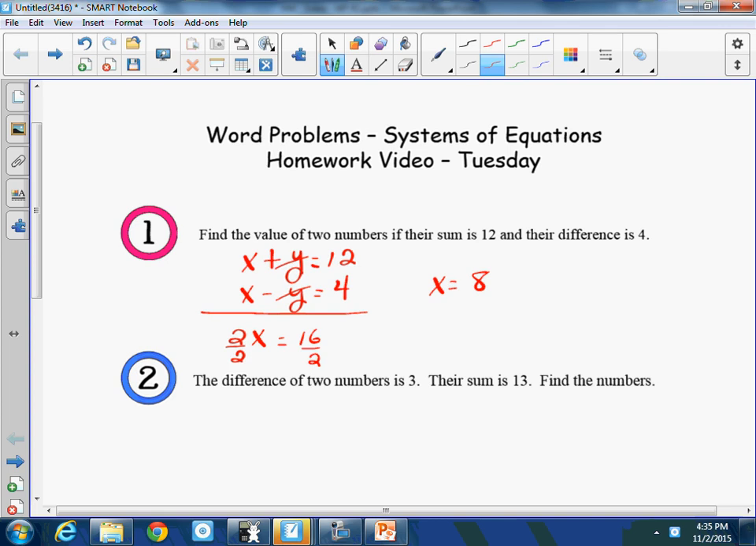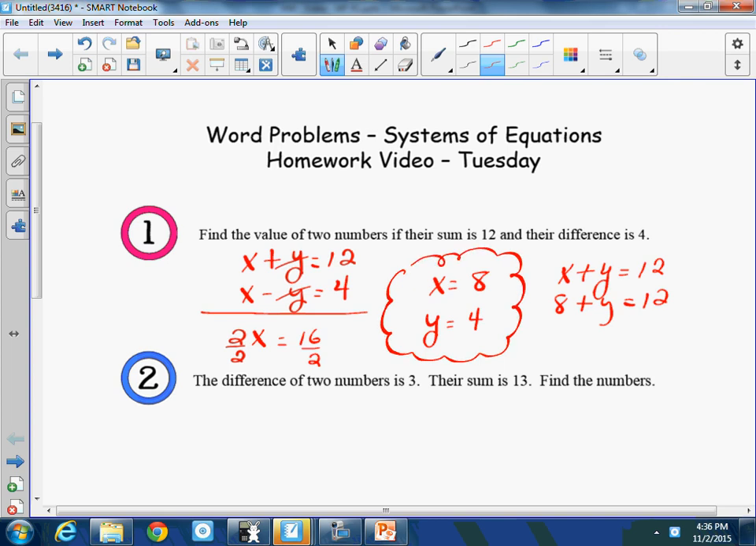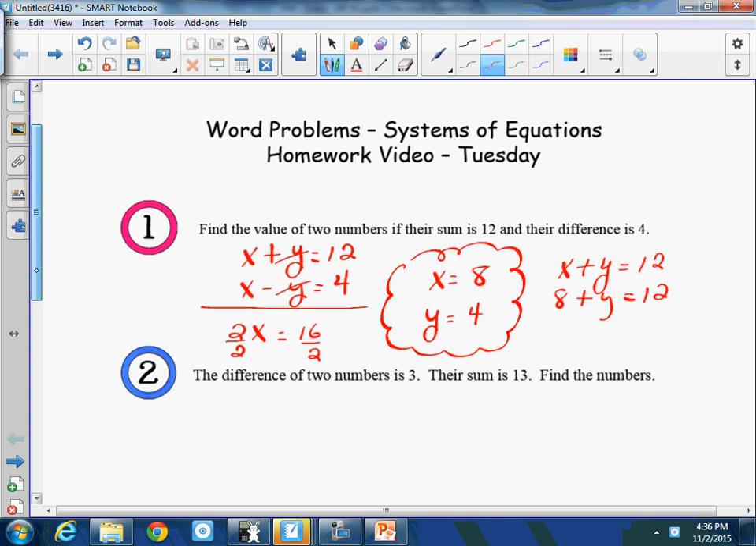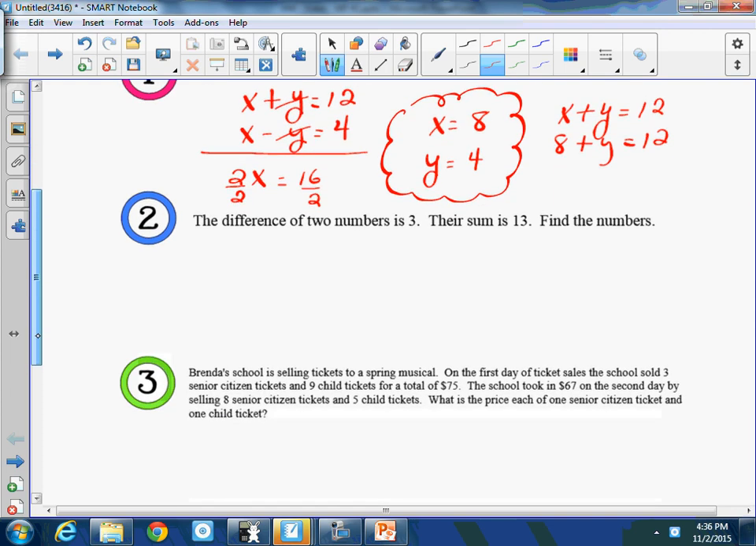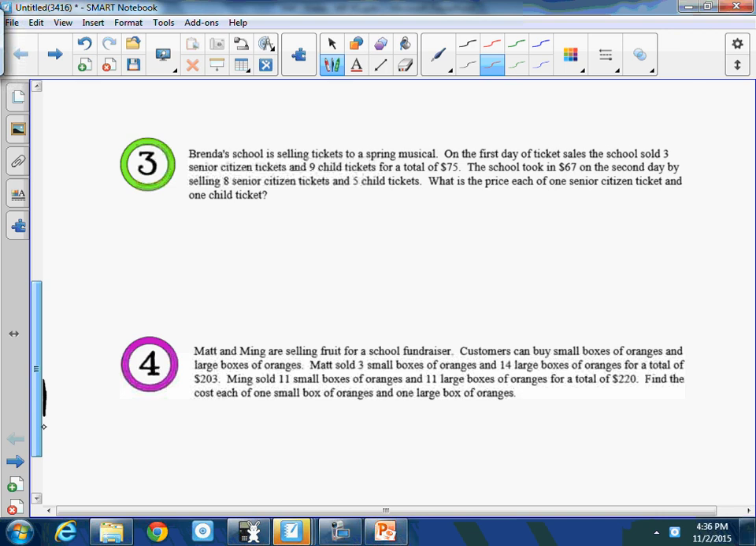Now their sum is 12, so let's plug it in. 8 plus y equals 12. So you've got to think, what number do I add to 8 to make 12? And that would be 4. You're going to do the same method for number 2. Just like number 1, 1 and 2 are exactly the same.